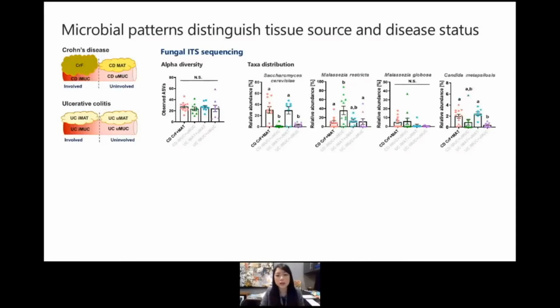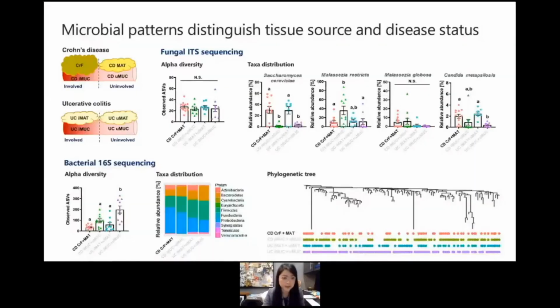And so after that, we decided to expand our cohort and really look more deeply into the fungal and also bacterial groups that might be contributing to this creeping fat phenotype. So we obtained adipose tissues and also mucosal scrapings from Crohn's disease patients and ulcerative colitis, and performed fungal ITS sequencing as well as bacterial 16S sequencing. And so the creeping fat group is marked in black here.